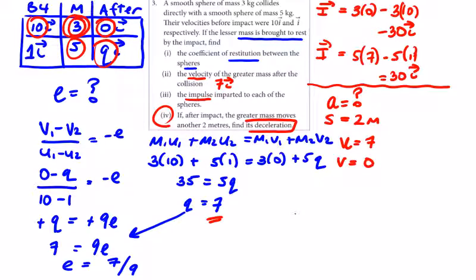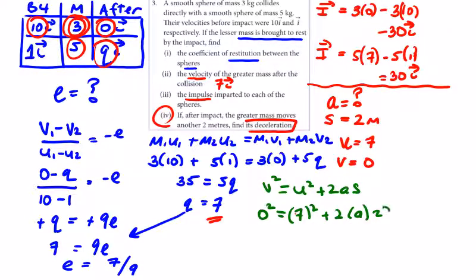So v squared, we can apply to this, v squared equals u squared plus 2as will work here. So we have 0 squared is equal to 7 squared plus twice the acceleration, which is going to be deceleration, by the distance of 2. So we're going to get 4a is equal to minus 49, or the other way around. So a is equal to minus 49 over 4, which is 12 and a quarter, 12.25 ms to the minus 2.